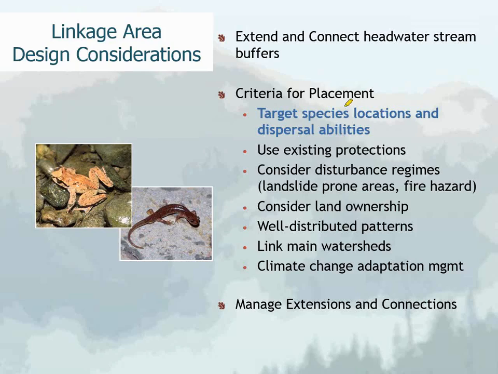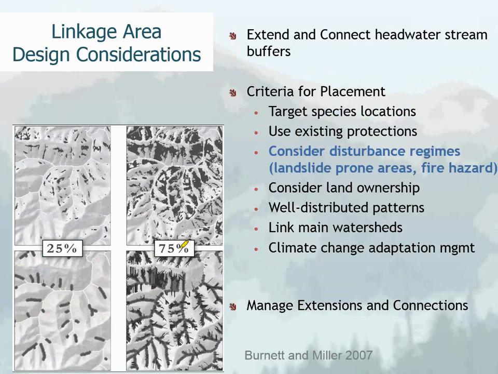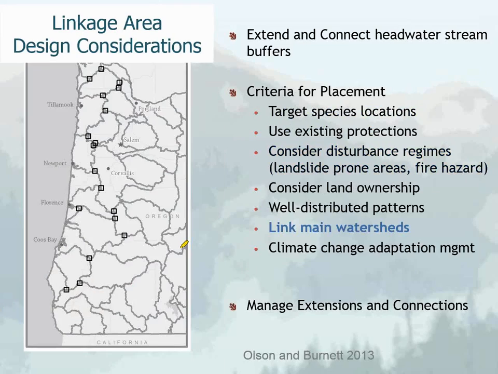You could target species locations such as tailed frogs or torrent salamanders, or your species of concern that you may have in your area. There is some evidence coming out from landscape genetics for torrent salamanders that they do follow the trees. That is submitted right now to the journal Molecular Ecology. You might also consider your disturbance regime, such as debris flow prone areas.